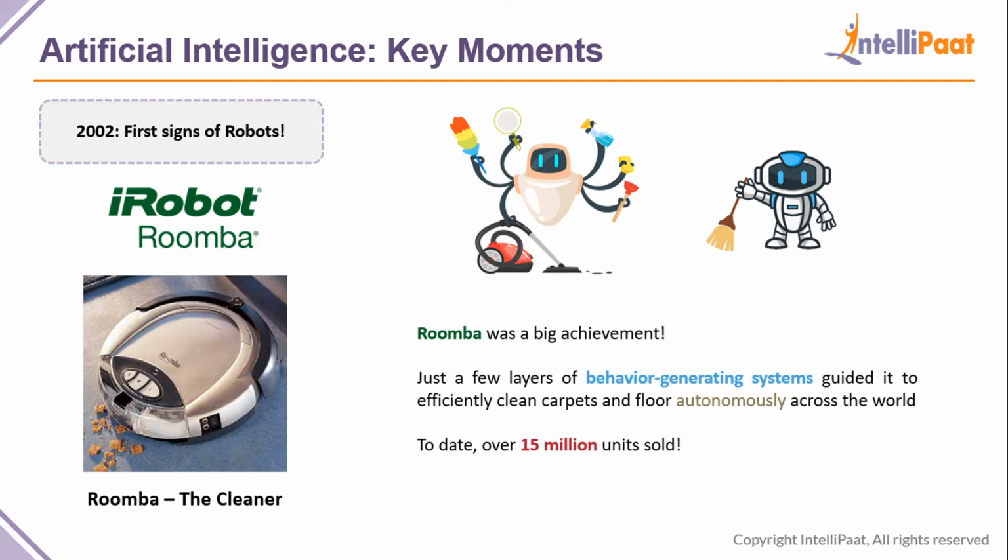There were so many layers of behavior-generating systems which made Roomba an intelligent cleaning robot, and this helped it clean carpets and floors without any help from a human being. It used to come out of its own charging dock, clean your entire house, work around pets, work around everything, go back, charge itself again, and it was so fantastic. I'm glad to be an owner of this, and we can see the statistics. To date, they have sold over 15 million units.